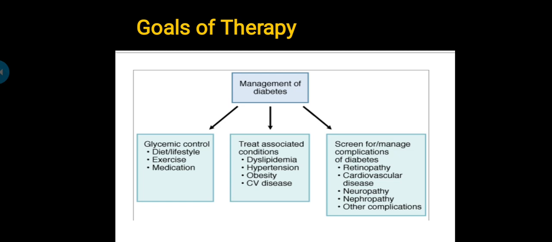And that's why you have to screen for and manage complications. So there are multiple problems like retinopathy, neuropathy, nephropathy, cardiovascular disease, and also other problems like problems in the foot and skin infections. So different manifestations are there, but if hyperglycemia is well managed, then all can be prevented or treated.